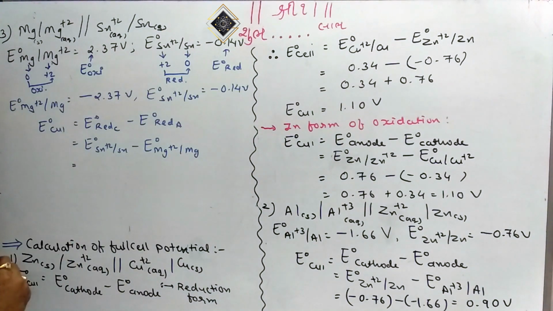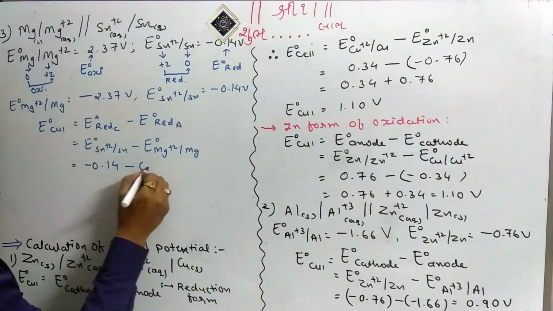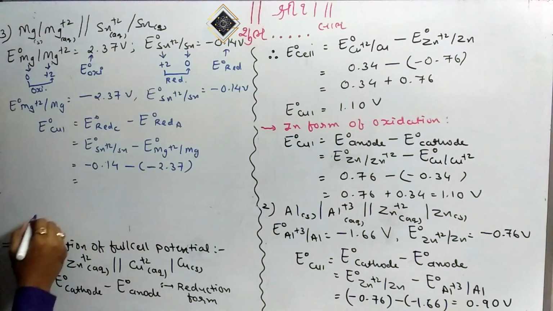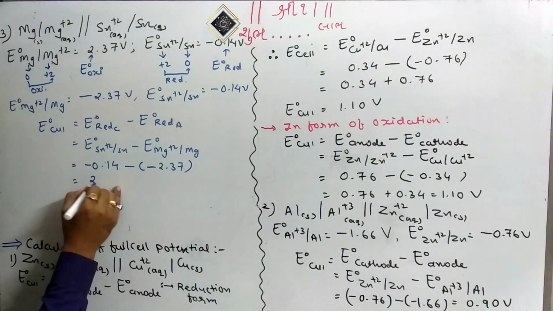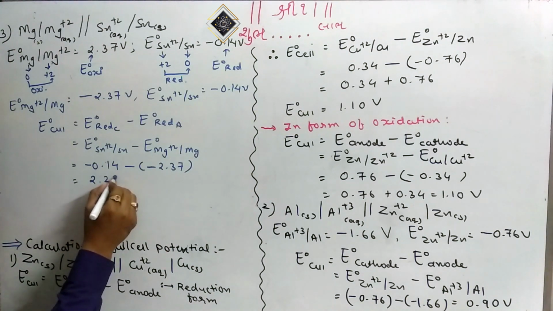So we have -0.14 minus (-2.37), so that is going to be 2.23. Clear?